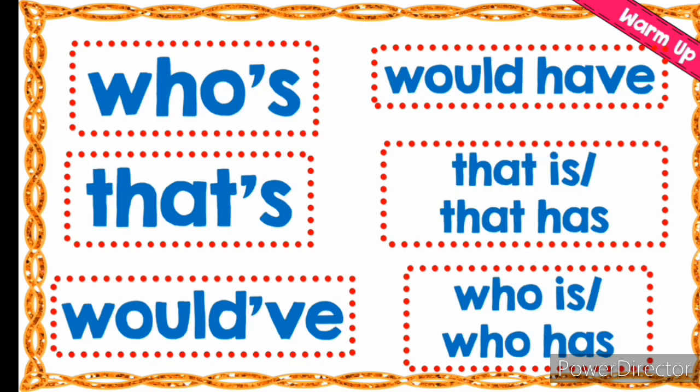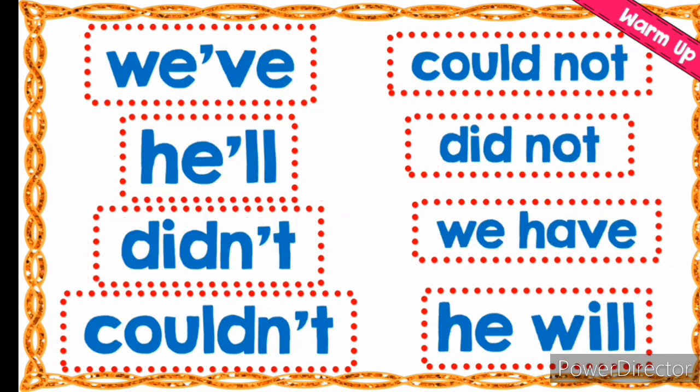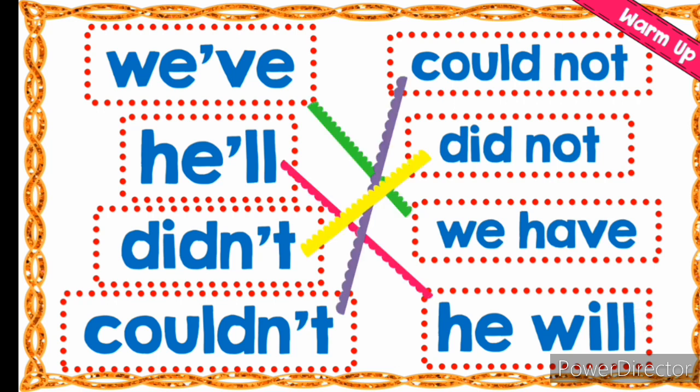Now we have who's. Who's will be who is or who has. Then that's will be that is or that has. Then what'd would be what would or what had. Correct. Now we've will be we have. He'll will be he will. Didn't will be did not, and couldn't will be could not. Correct.